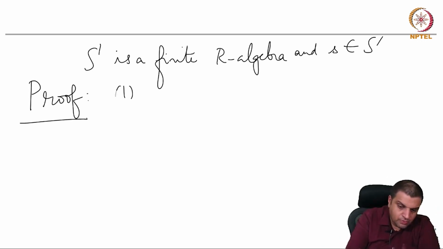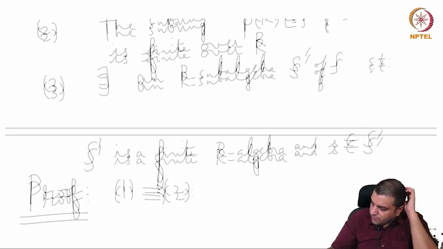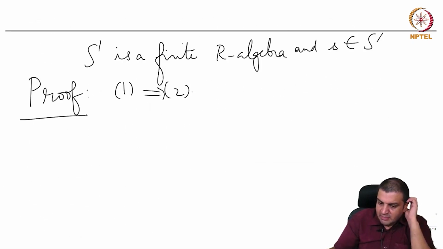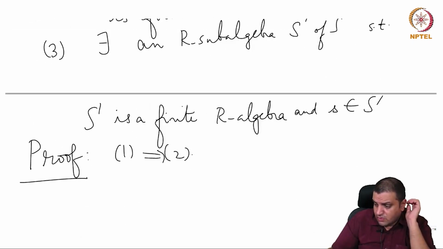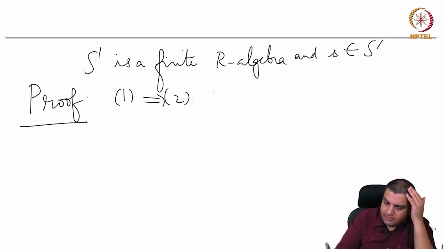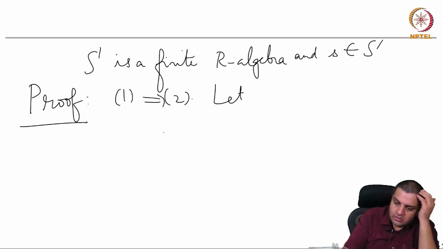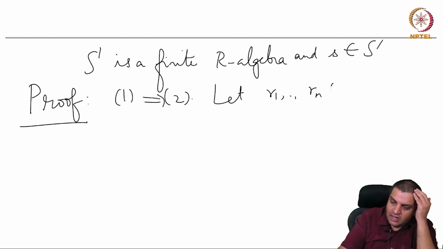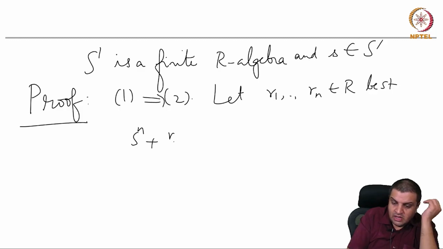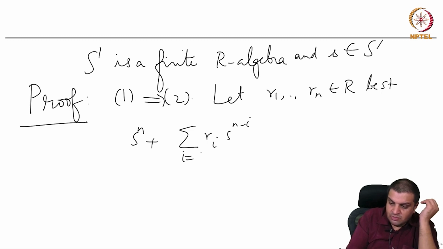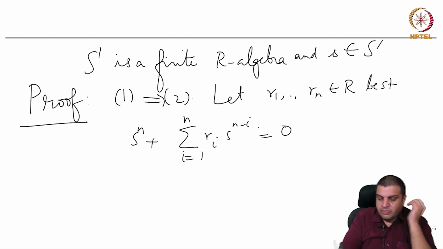One implies 2. Okay. So if you consider the elements, let r1 through rn in R be such that s^n plus the summation of ri s^(n-i), i goes from 1 to n, is 0, because it's a monic polynomial. Okay.